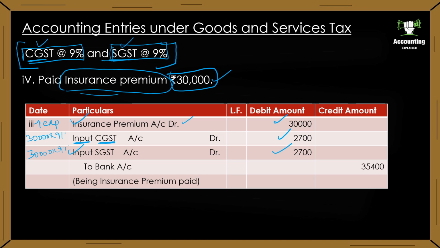We have paid. When we have paid, what will happen? Your bank account decreases and your asset account also decreases because of that. When the asset decreases, you have to credit it. So, to bank account, you are crediting 35,400. How did you get 35,400? 30,000 plus 2,700 plus 2,700 is 35,400. Narration will be being insurance premium paid.